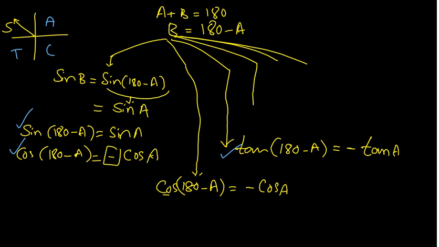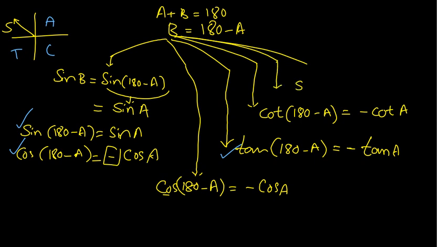The remaining things I will ask you to fill for me. 180 minus A equal to, so it should be plus cot A or minus cot A. So in the second quadrant, because only sine and the cosecant would be positive. Okay?